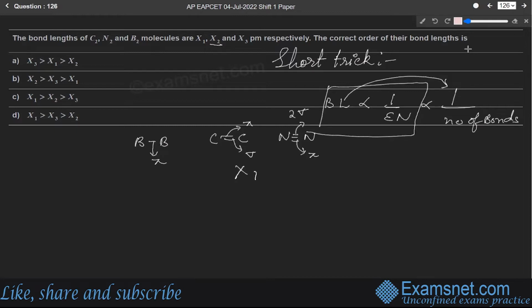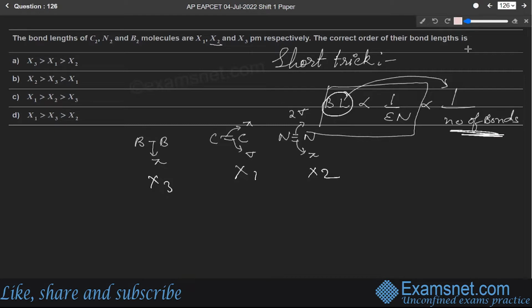This is X1. Boron is X3, and nitrogen is our X2, right? Now you can tell, I told you number of bonds. Okay, so bond length is inversely proportional to number of bonds. So which has high number of bonds? You can see X2 has high number of bonds, so bond length would decrease.